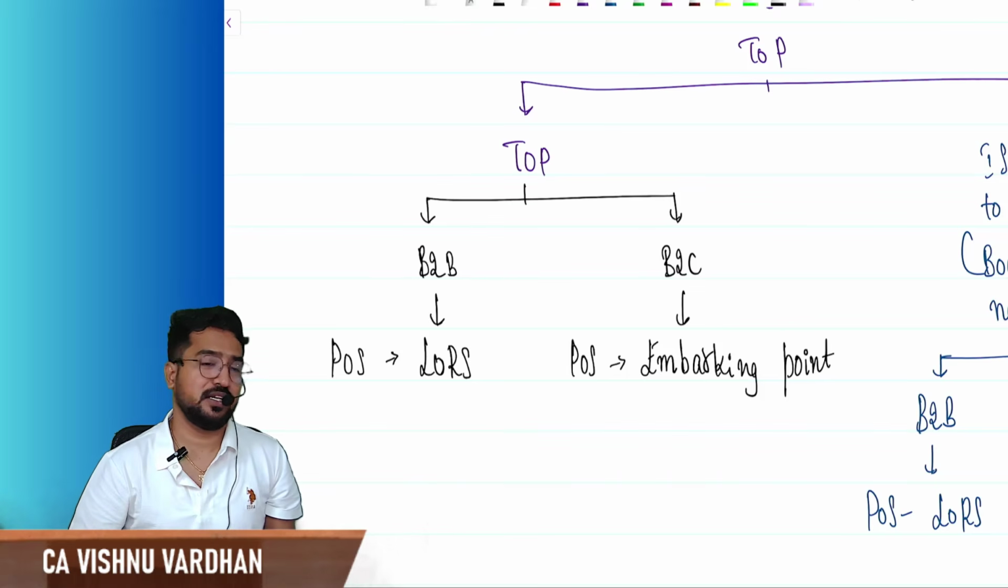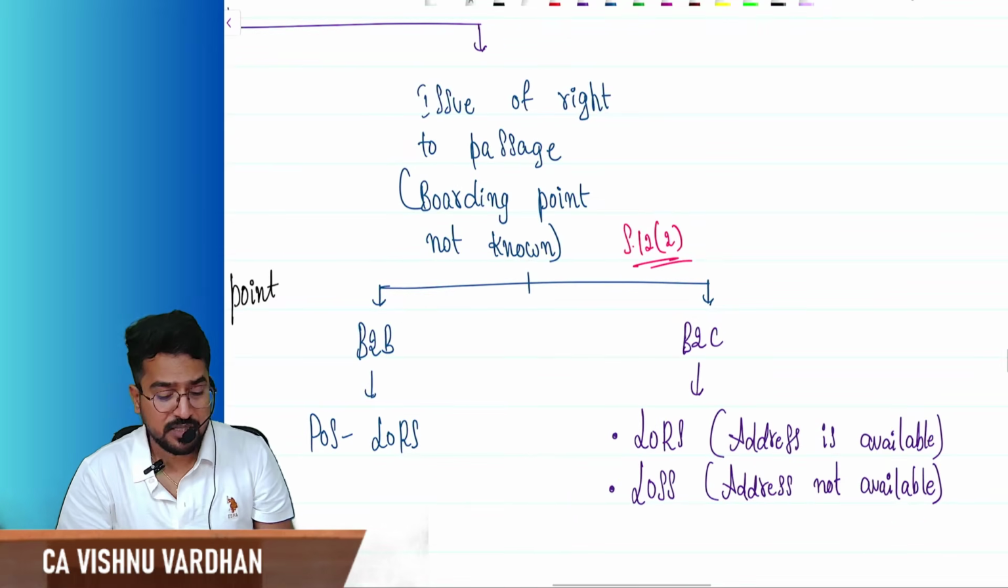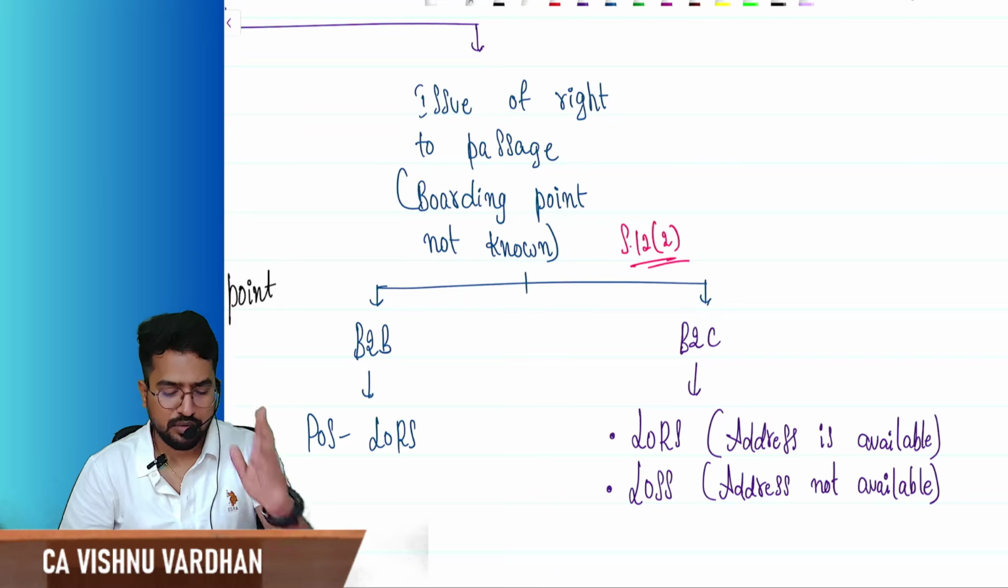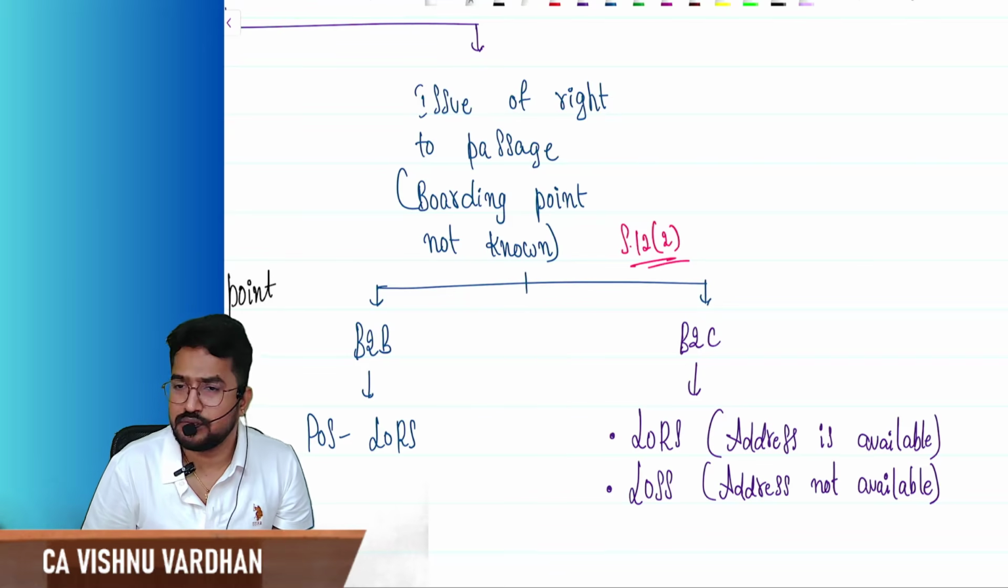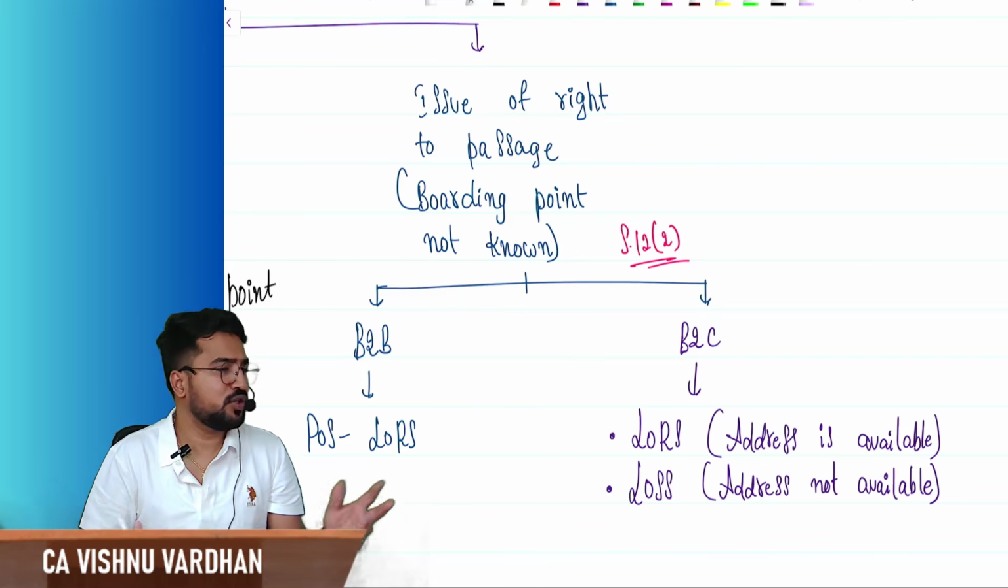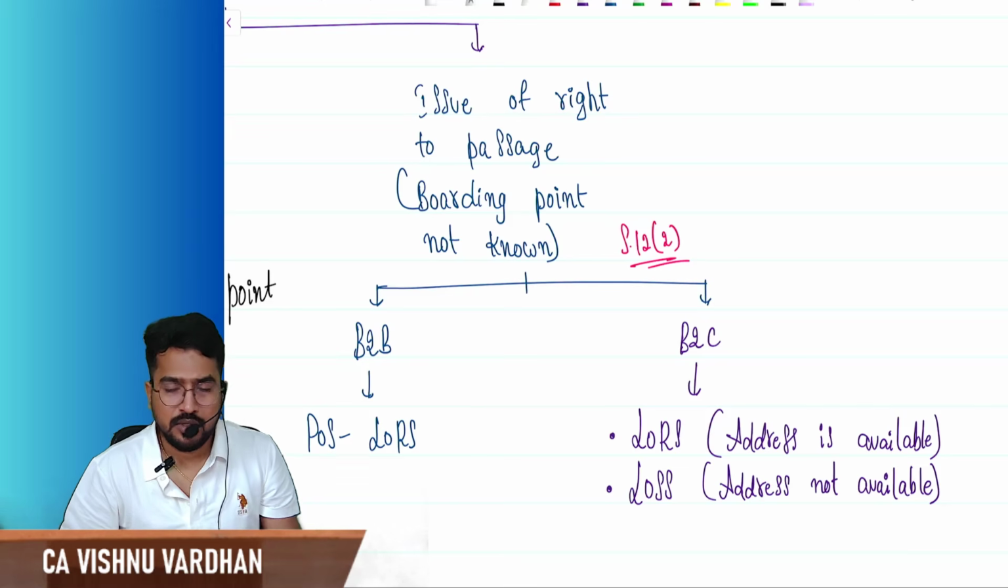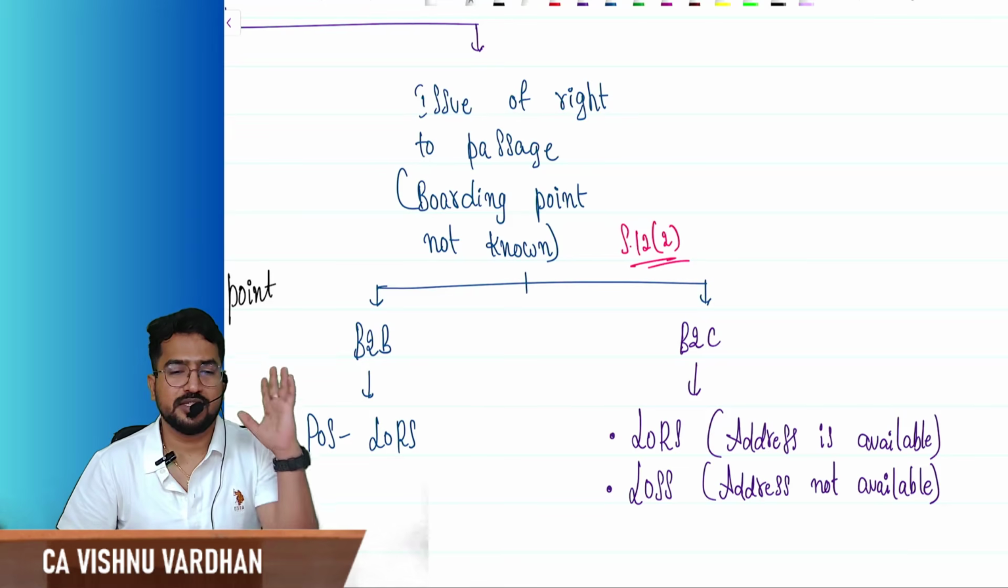Sir, we are not selling the tickets, sir. We are giving just a pass, sir, to travel. Okay, right to passage. So where? You don't know the boarding point itself, because you can board anywhere you want. Okay, in that case, what is the place of supply? Follow 12 subsection 2, the general rule.